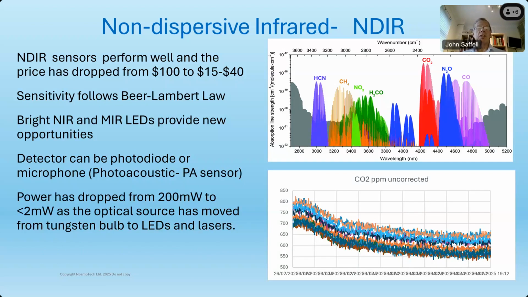What is important is we now have bright near-infrared and mid-infrared LEDs available, and they offer new opportunities for stability and pricing and very low power. And on the detectors, they're mainly photodiodes, but companies like Sensirion and Gasera offer photoacoustic methods where the detector is not a photodiode, but a microphone. And the power requirement for NDIR, which used to use tungsten light bulbs, has dropped from 200 milliwatts down to less than 2 milliwatts as we move to pulsed LEDs and even lasers.